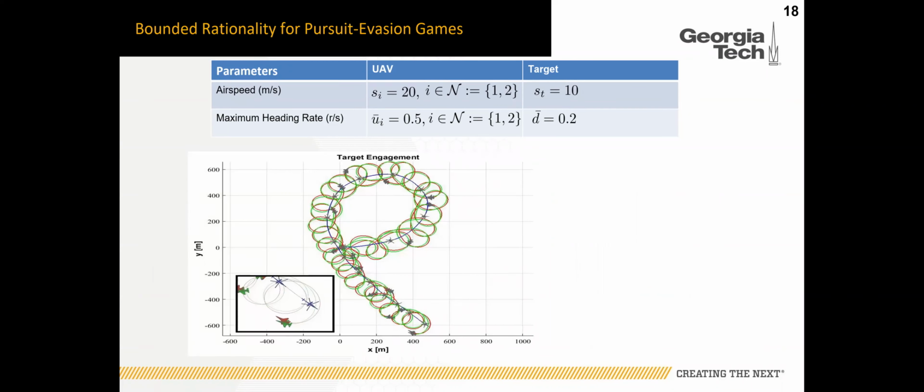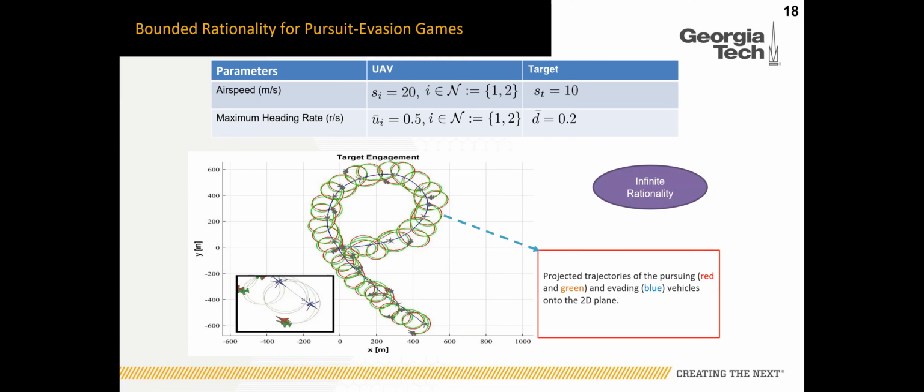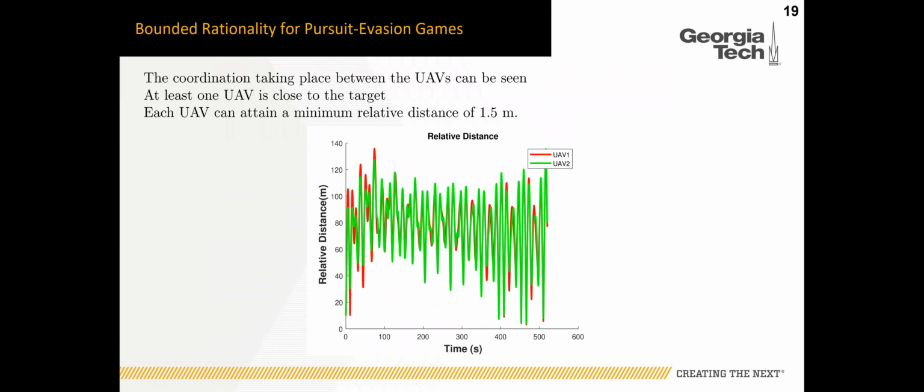Okay, so you see with the blue I have my evader, and then I have two UAVs trying to capture the evader. As you see, the UAVs try to make sure at least one looks at the target at all times. And these are just some parameters for the simulation. Again, this assumes infinite rationality, but of course this can also work if you have bounded rationality. And this is also the relative distance. So you see that they can attain a minimum relative distance of 1.5 meters.